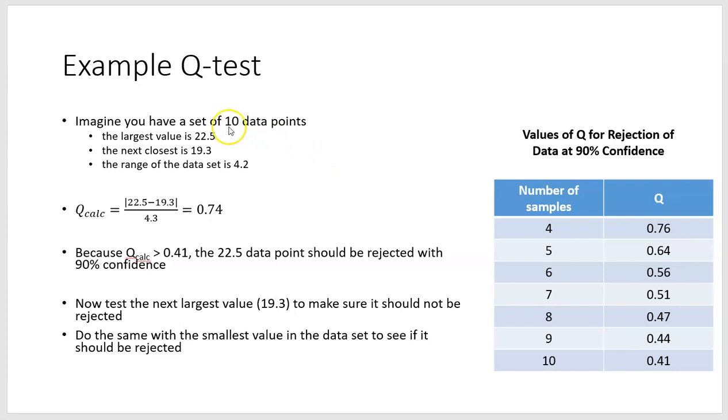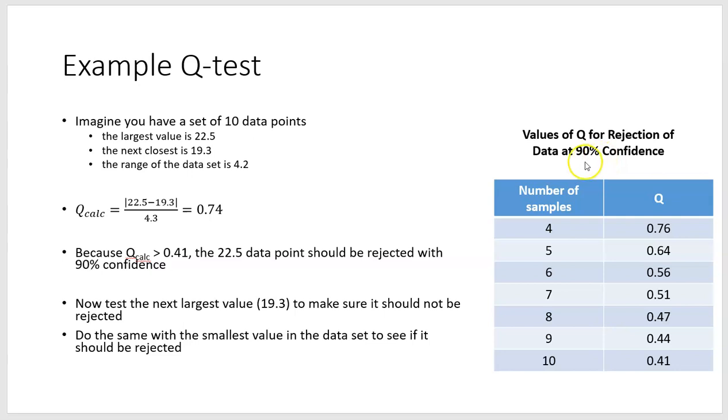So here's an example. Imagine we have 10 data points. The largest value is 22.5, the next closest is 19.3, and the range is 4.2. So the smallest value has to be 18.3. So we calculate Q, and we see that its value is 0.74. Then we have to go over to this Q table, and this is a Q table for rejection at 90% confidence.